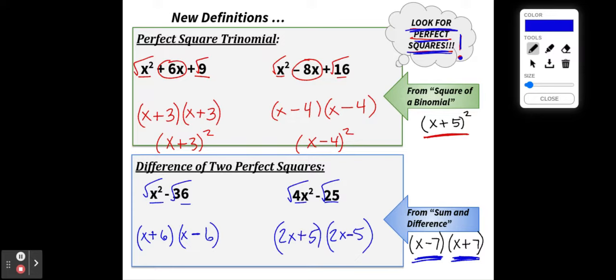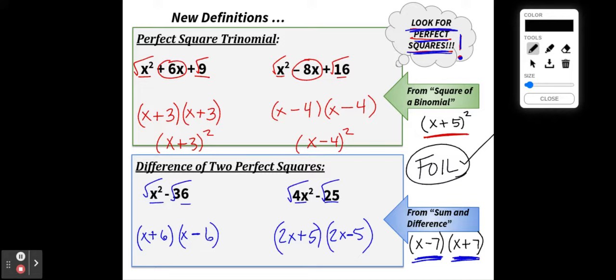Now, how could you check? How could you check that when you factored each of these examples that you actually factored them correctly? How could you check that? Well, the answer to that would be FOIL. Okay, you could FOIL and you could check that you get back to the original polynomial that you were factoring. That's one way that you could check your answer.